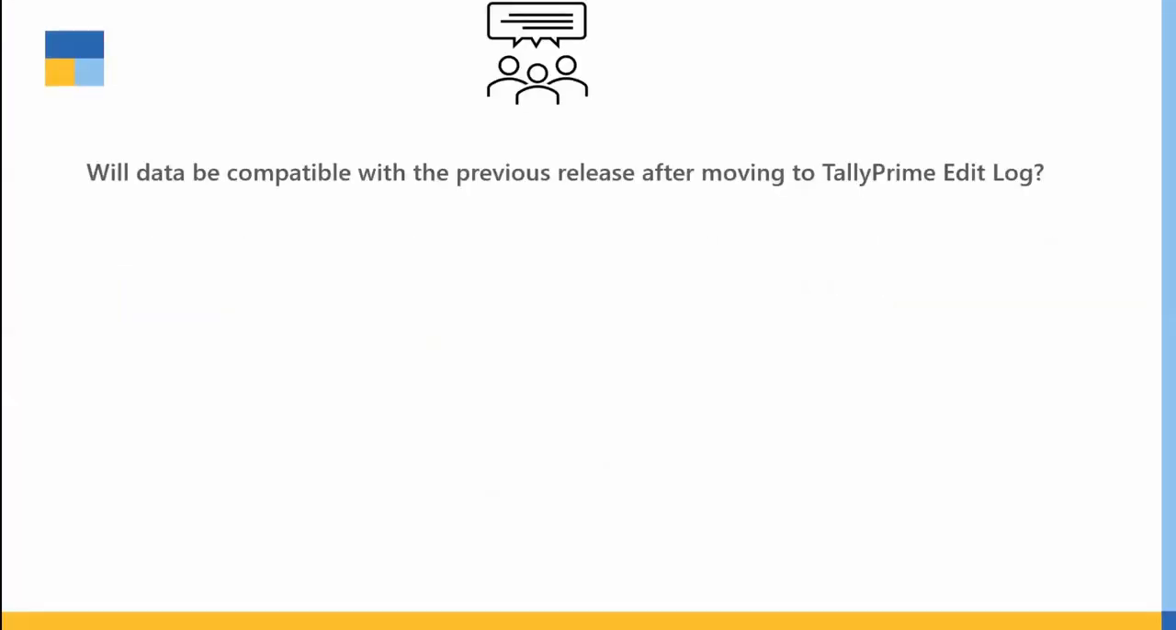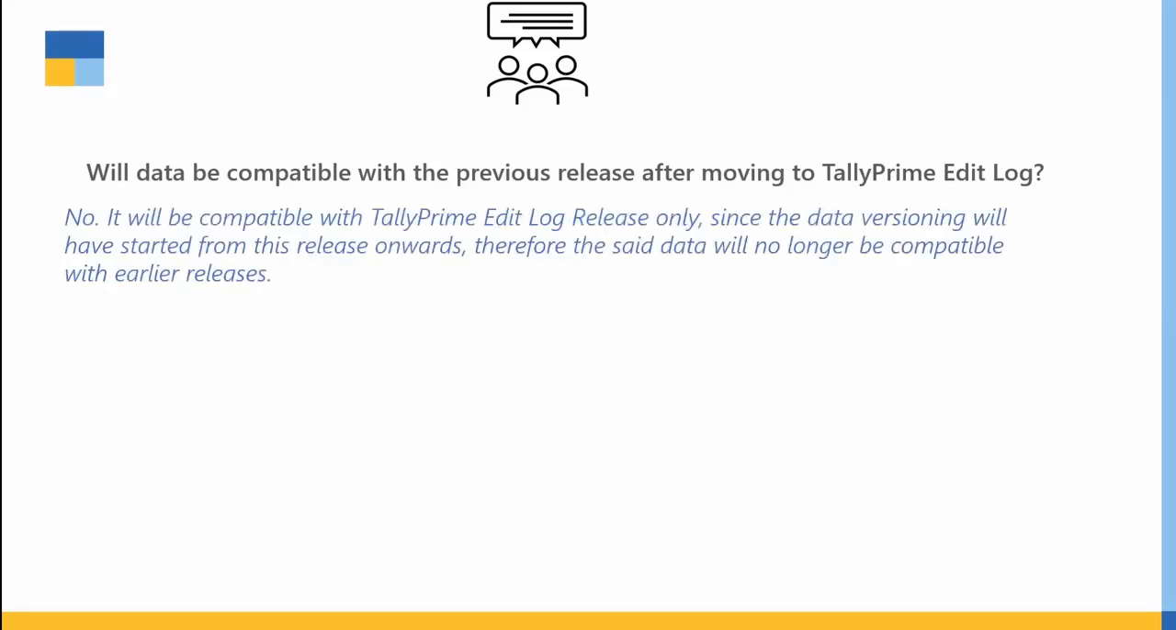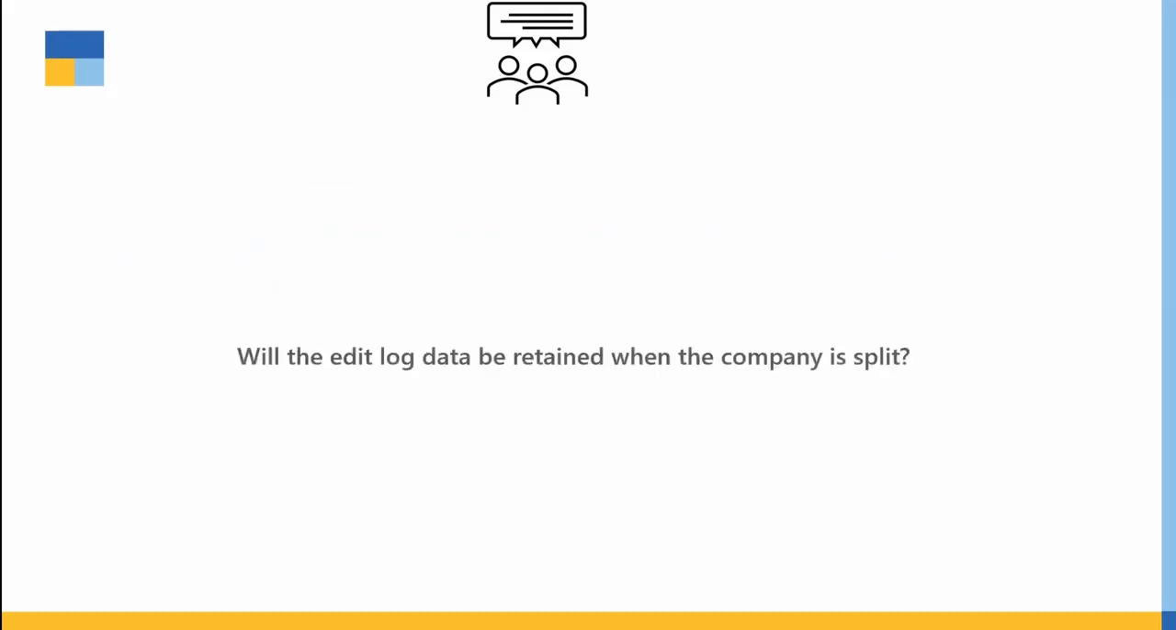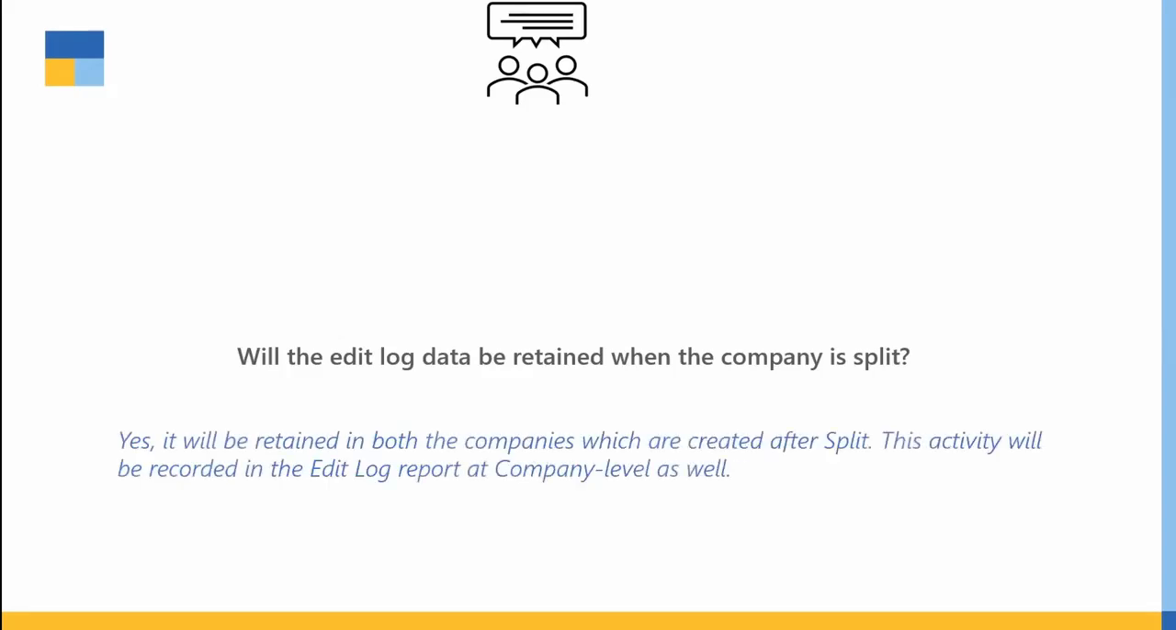Will data be compatible with the previous release? No. Once the release has been updated, it will be there for the updated version only. Will edit log version be retained after the company is split? Suppose on 30th of September 23, you decide that from 1st April 23, you are going to split the data. Would the edit log related to 1st April to 30th September be available? Yes, it would be available. It would be retained in the new company also. Okay.